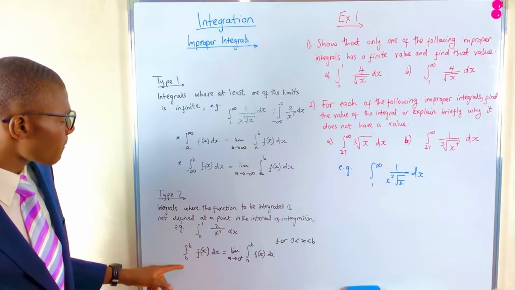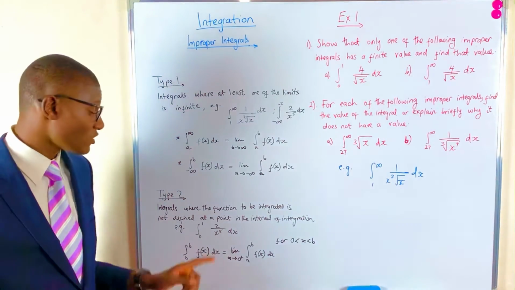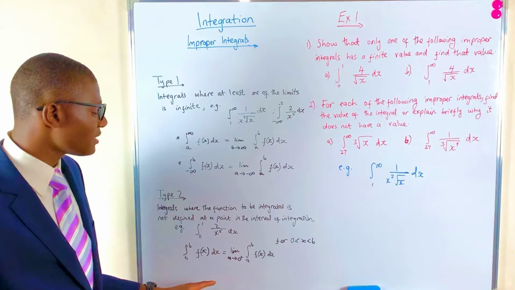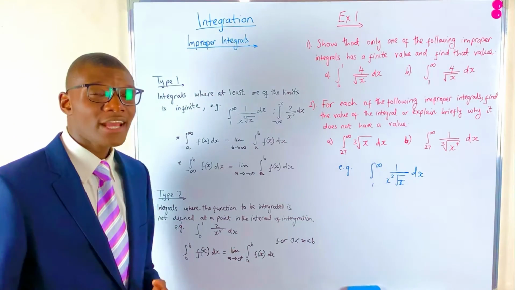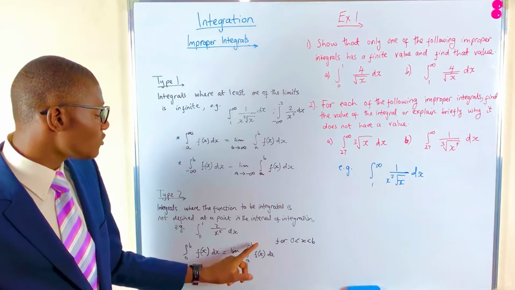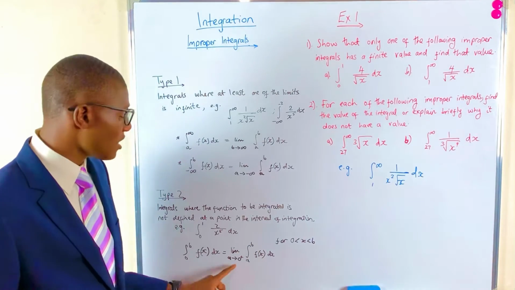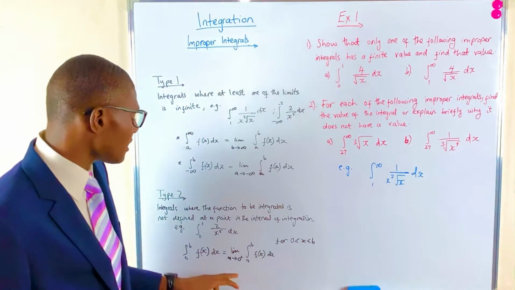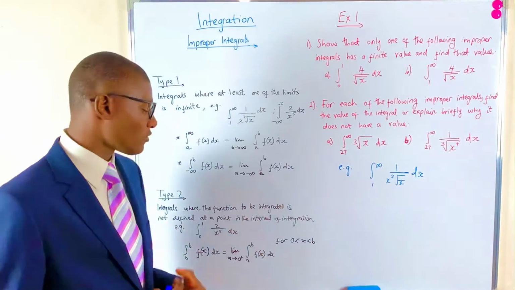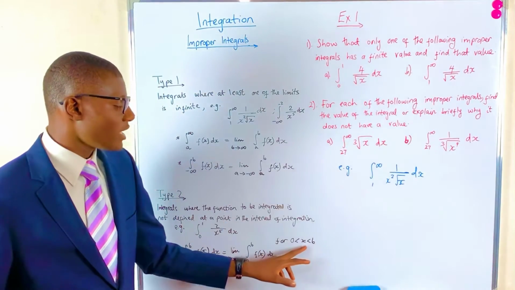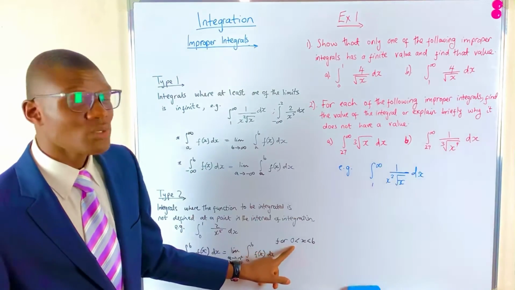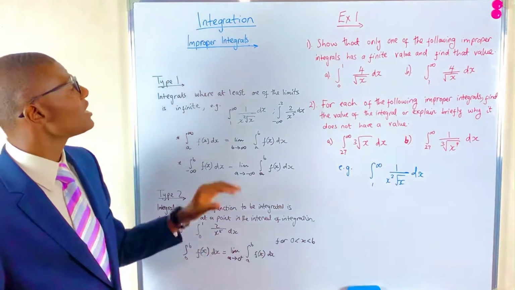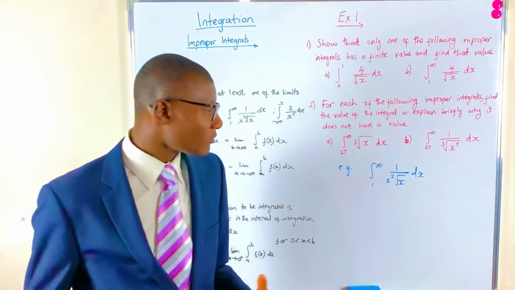So we can say the integral of f of x with respect to x from 0 to b is equal to the limit of the integral of f of x with respect to x from a to b as a approaches 0 plus. By a approaching 0 plus, we mean that a tends to 0 from above. This is when f is valid between 0 and b, but undefined when x is equal to 0. So now let's see how we can apply what I've been talking about.